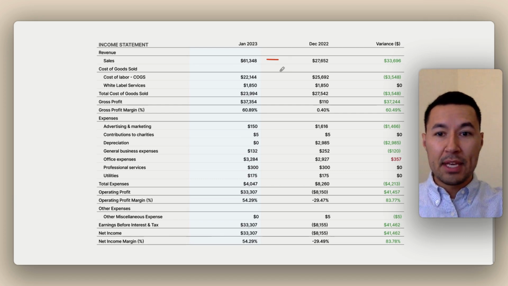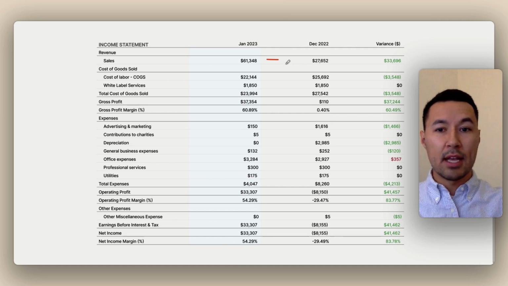But getting back to our P&L here, we see that we start at the top with revenue, right? And these are all our sales for the month. So we sold X amount of services at a certain price, and we collected $60,000 worth.